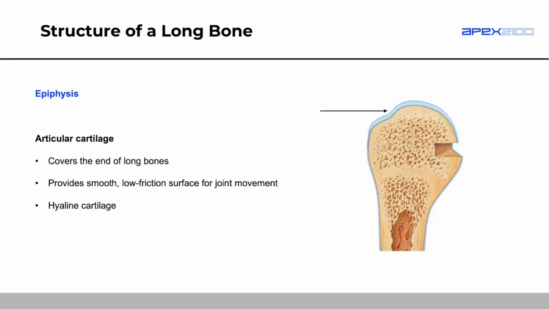Okay, we've got a few important features in the epiphysis as well. So at the end of long bones, we have articular cartilage. And articular cartilage is a type of hyaline cartilage. Just remember that term for later on.